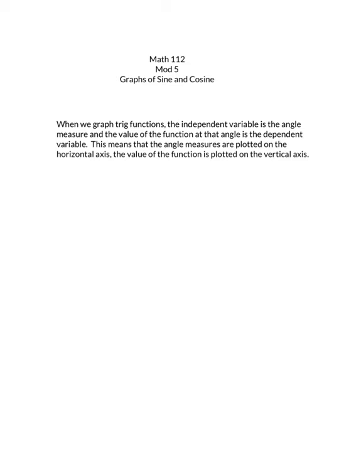When we graph trig functions, the independent variable is the angle measure, and the value of the function at that angle is the dependent variable. This means that the angle measures are plotted on the horizontal axis, what you traditionally think of as the x-axis, and the value of the function is plotted on the vertical, or what you traditionally think of as the y-axis.